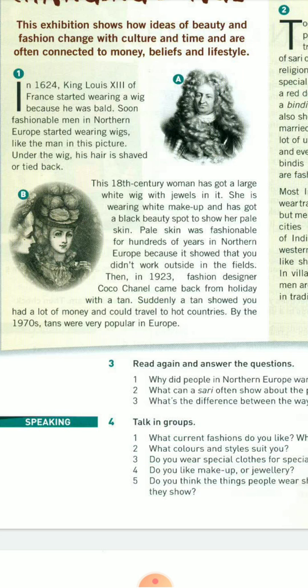Then in 1923, fashion designer Coco Chanel came back from holiday with a tan. A tan is bronceado. Suddenly, a tan showed you had a lot of money and could travel to hot countries. By the 1970s, tans were very popular in Europe. So as you can see, at the beginning being pale was fashionable because it meant that you didn't have to work under the sun. But after Coco Chanel came back with a tan on her face, they all wanted to be like her because that meant that you had money to travel to other places that were hot countries.